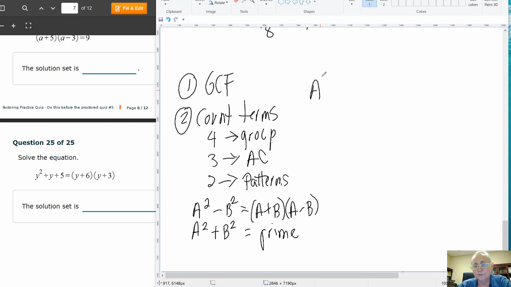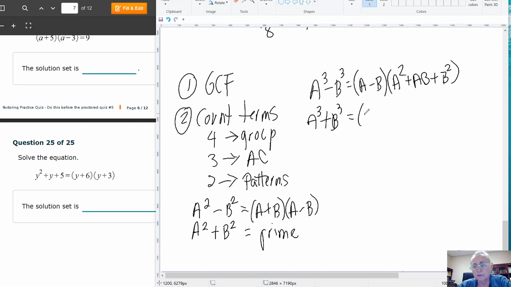A cubed minus b cubed is a minus b, a squared plus ab plus b squared. And a cubed plus b cubed is a plus b, a squared minus ab plus b squared.